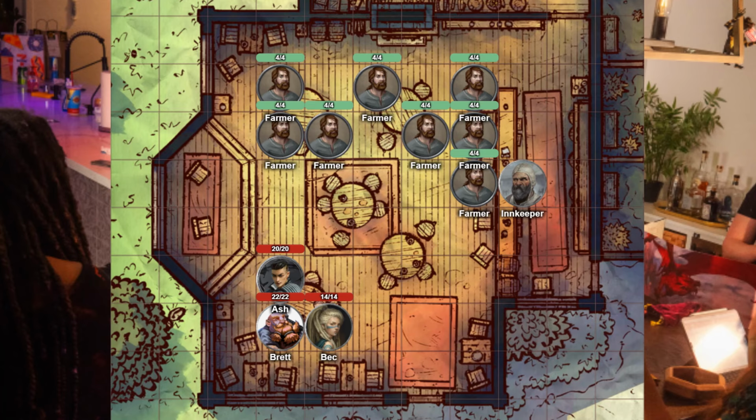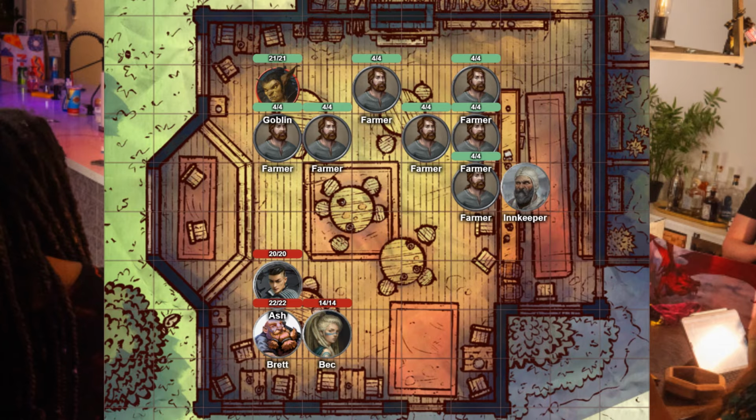"While Beck and Ash's characters do not notice anything, Brett, your character notices that at the end of one of the tables is a goblin. He is dressed in a thick coat, and he looks like one of the townsfolk at first glance. But then you notice that people don't seem to be paying attention to him. He appears to have snuck in and is blending in with them." The DM brought the other two players into the scene.